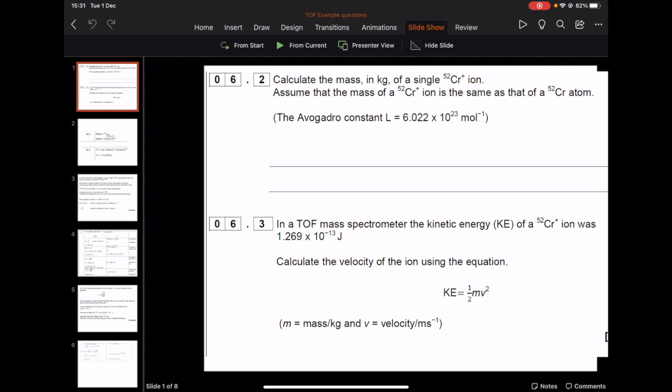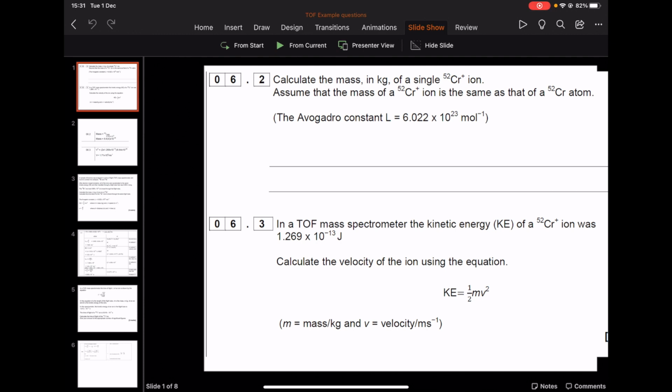Right, guys. Okay, this is just going through a time of flight question. It's something that comes up on almost every single paper, and it's generally quite a difficult thing to do. So I'm going to go through a couple of questions. First one I'm going to go through is this one here.